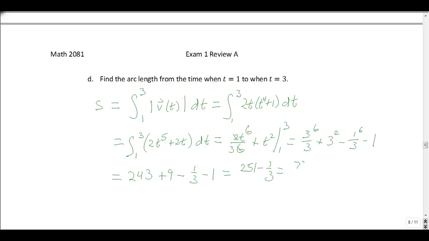251 is going to be 753 over 3. So we'll end up with 752 over 3. So that length of the curve from the point where t equals 1 to the point where t equals 3 is 752 thirds.